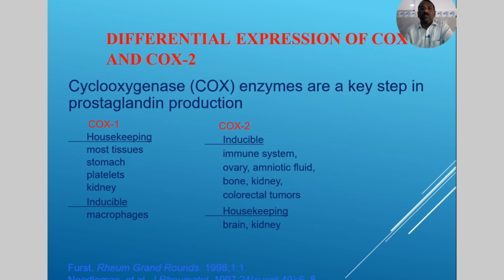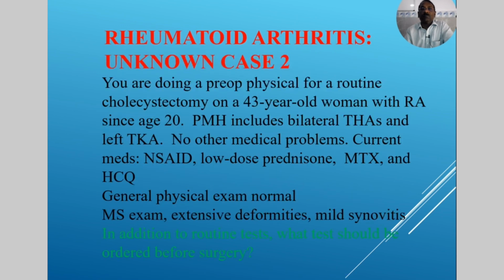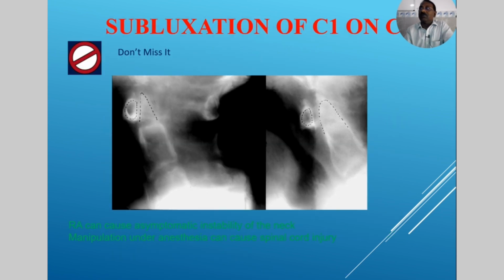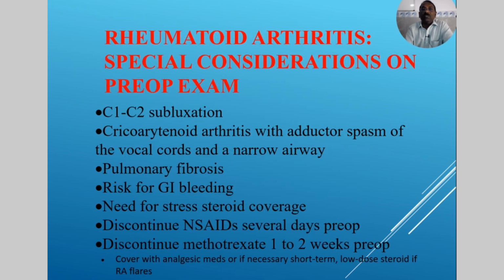So these are all the gastropathies. See the COX-1 and the COX-2. See the subluxation of the cervical spine. RA can cause an asymptomatic instability of the neck. Manipulation under anesthesia can cause spinal cord injury. So all the rheumatoid arthritis patients should be warned, whenever they have any general anesthesia, to definitely tell the anesthetist about their known case of rheumatoid arthritis. So then they take care of this atlantoaxial joint subluxation.